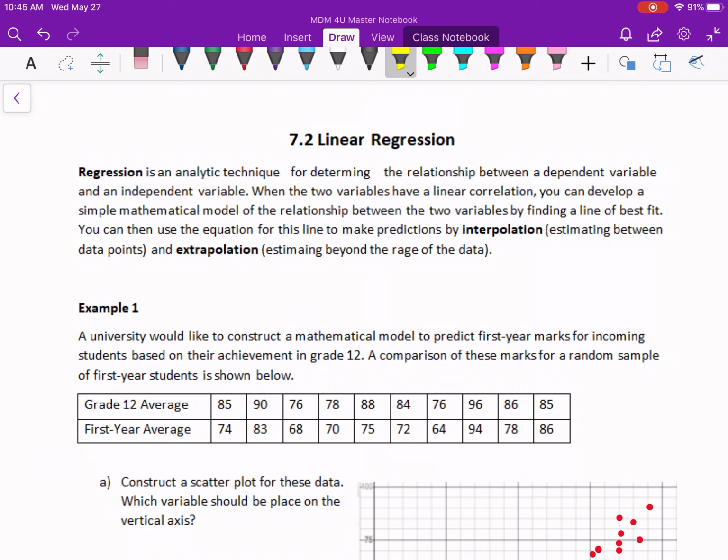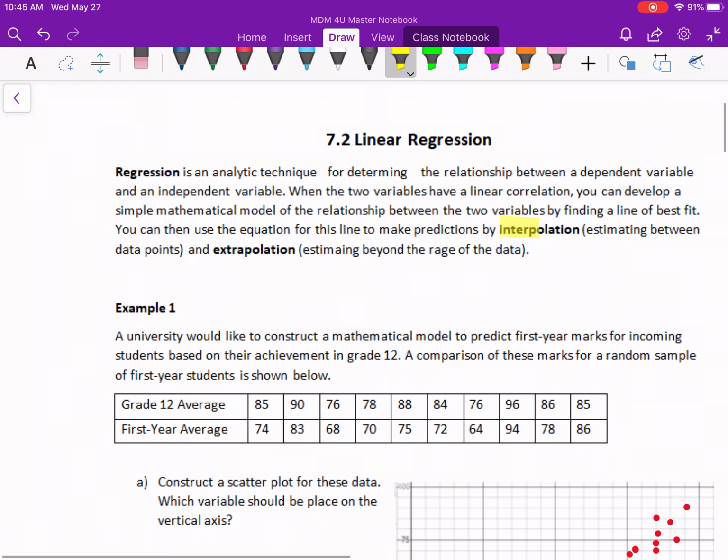When the two variables have a linear correlation, you can develop a simple mathematical model of the relation between the two variables by finding a line of best fit. In other words, you can come up with an equation to represent the line of best fit. Then you can use the equation of this line to make predictions by interpolation, which simply means estimating the values between data points, or extrapolation, which just means estimating beyond the range of the data.